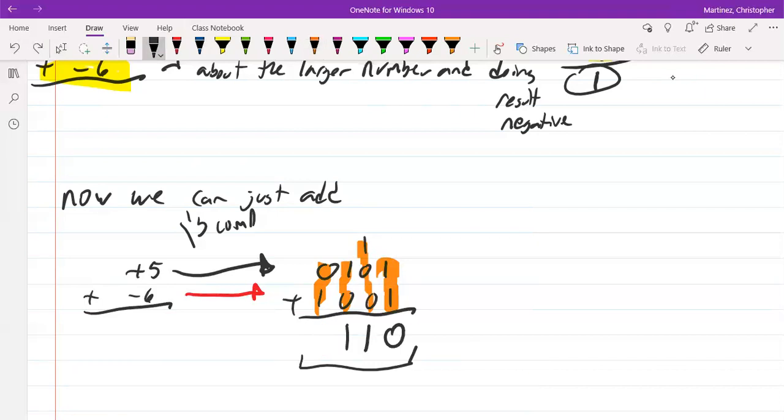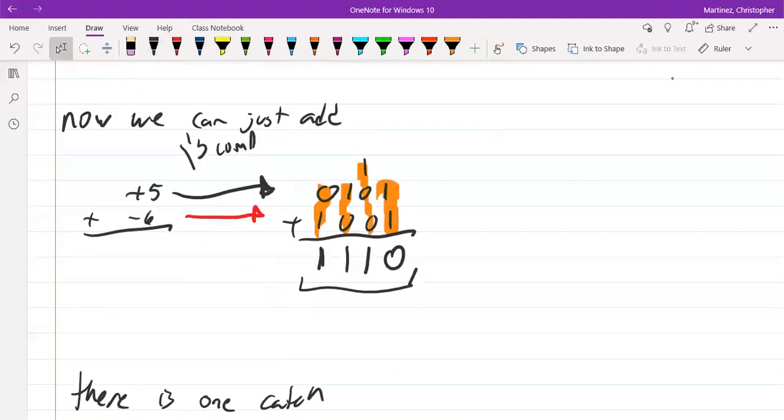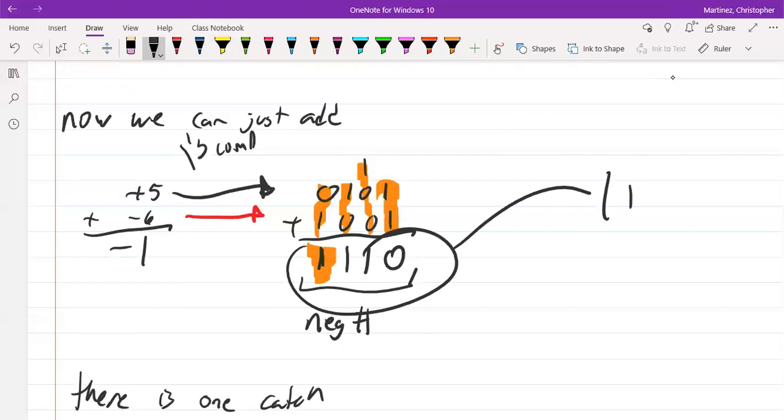And this answer, all I can tell is we have a negative number. How do I know I have a negative number? Because the most significant bit is a 1, and that's telling us about the sign. Well, what number is this? Now, I wanted the result to be a negative 1. So let's take this item right here, 1, 1, 1, 0, and I know this is a negative number, and let's try to figure out what it is.